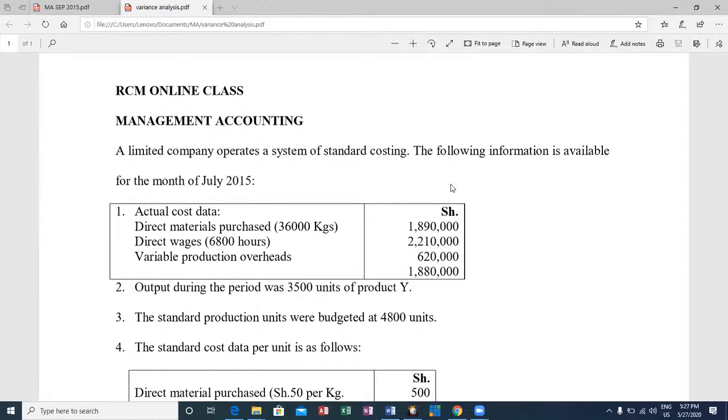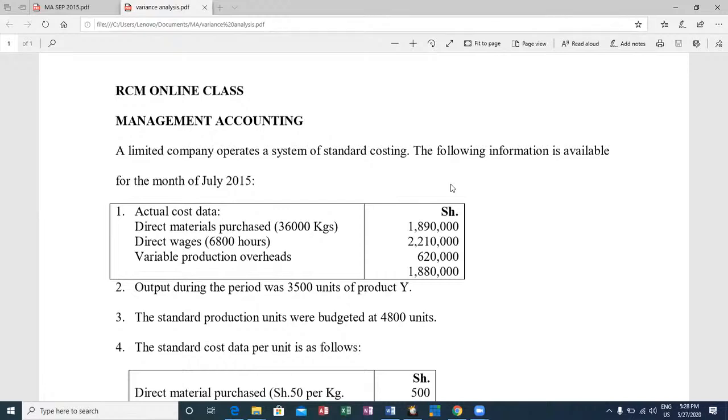For the month of July 2015, actual cost. I have to underline the term actual cost because they have given me actual information on that particular table. I can see the direct materials purchased, 36,000 kilograms, which cost us 1,890,000. Then we have got direct wages, and variable production overheads. Note 2. The output during the period was 3,500 units of product Y.